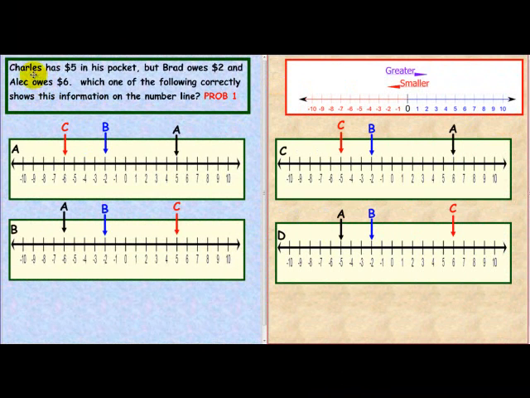The first problem, problem 1, says Charles has $5, hence the letter C. But Brad owes $2, hence the letter B. And Alex owes $6, hence the letter A. Which one of the following correctly shows this information on the number line? If you would, please pause the video and pick up a pen and circle the correct answer for A, B, C, or D. Which one of those number lines is correct? Please do that now.